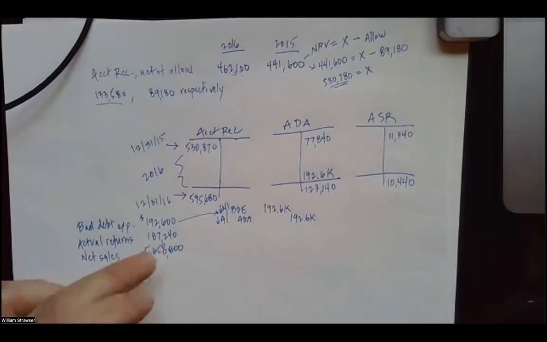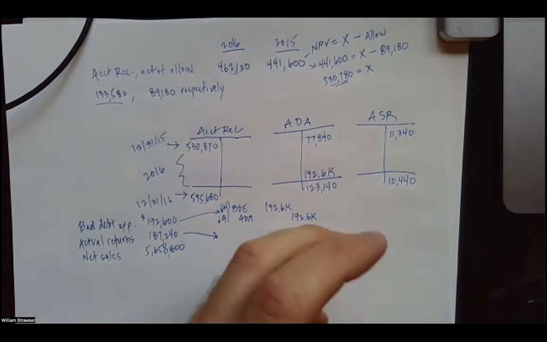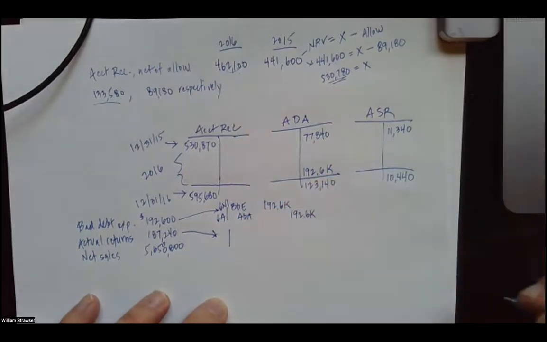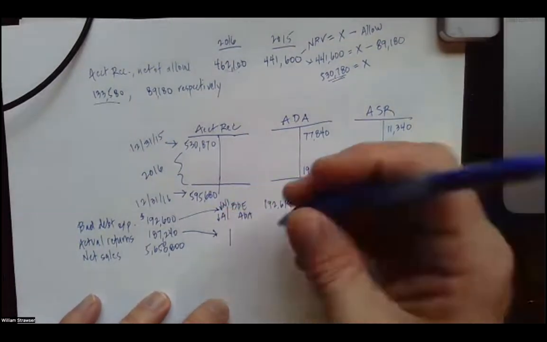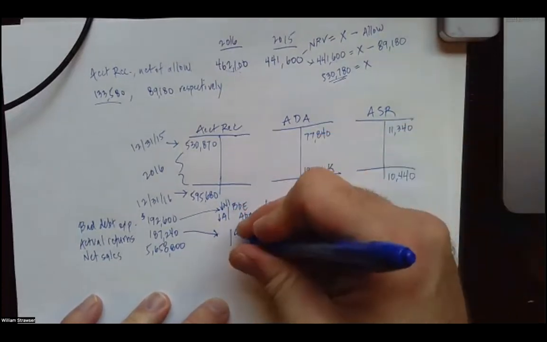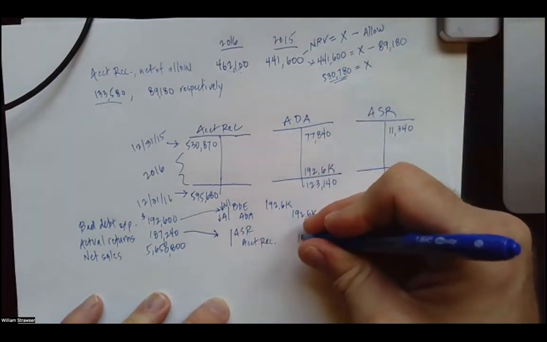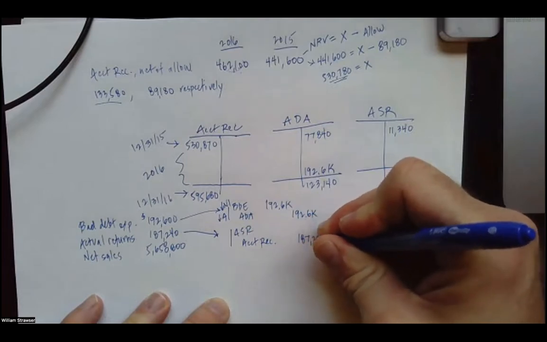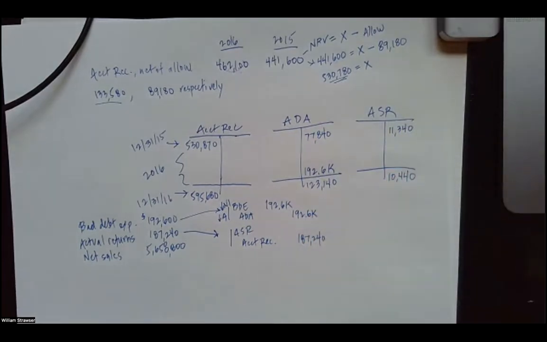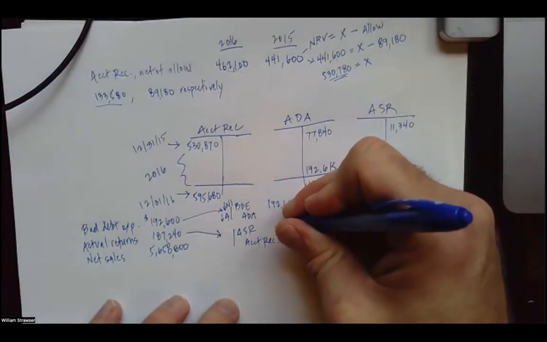Actual returns, what does that look like? Well, when we have an actual return and we have a balance up in our ASR, or we're using an ASR, what we want to do with that would be to debit our ASR and credit our accounts receivable. Accounts receivable gets the full credit, 187,240. And we also have that amount to my ASR.